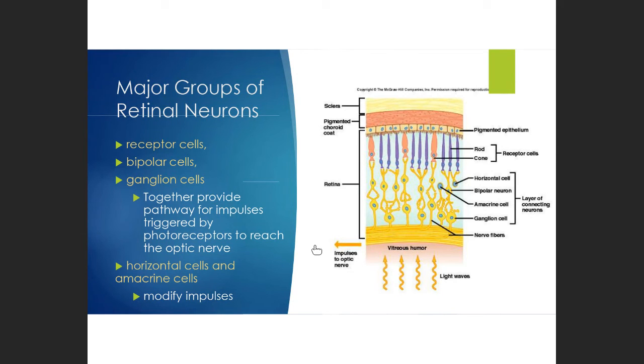So basically, again, what these horizontal and amacrine cells do here, Gayatri, is they modify the impulses that are sent from rods and cones. Because rods and cones, their job is basically to just turn light energy into electrical energy. That's it. It is the ability of these horizontal and amacrine cells to fine-tune those impulses before they're sent to the optic nerve. Then they're sent via the nerve fibers to the optic nerve, and then eventually to the occipital lobe. So then we see, quote unquote, the images in our brain. Okay.